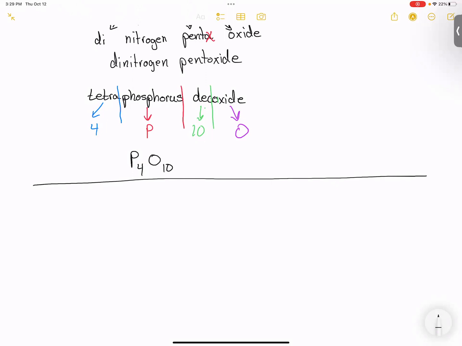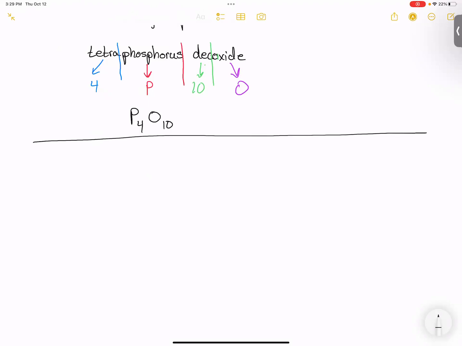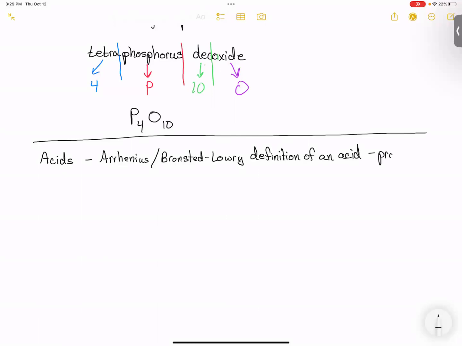Okay, so we're going to get a little bit into acids, and then we'll be able to take our break. Acids. We will be using the Arrhenius and/or the Bronsted-Lowry definition of an acid, which is that it is going to be a proton, H plus, donor.